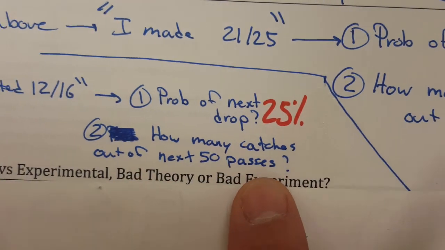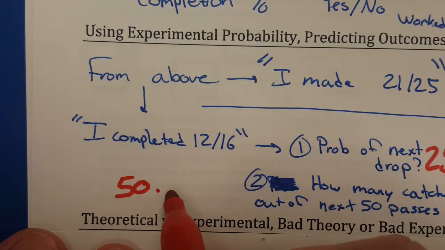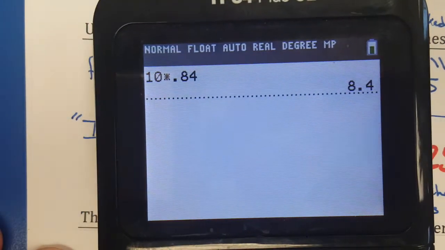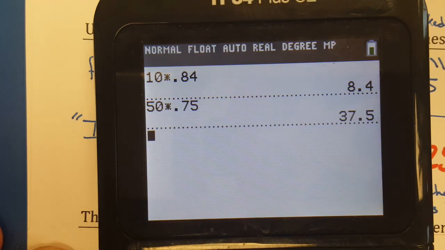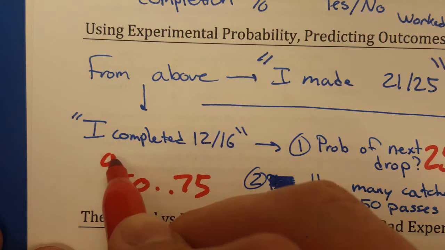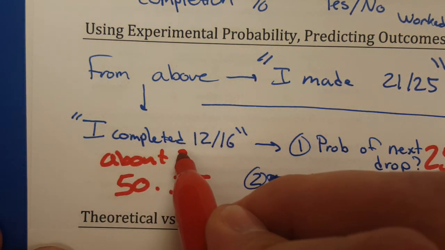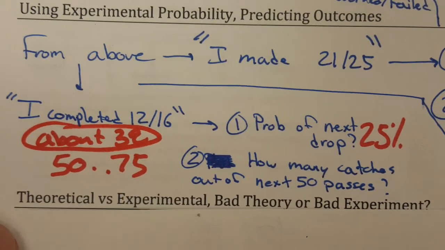Okay, so how many catches? So that's going to be successes. So I'm going to go 50 times 0.75. See what I get here. I better hurry. I'm running out of space on my phone here. 50 times 0.75 should be about 37 or 38. So actually I'd round it to 38. So I'm going to go ahead and say about 38. My receivers should catch about 38 of my passes. Okay, makes sense? Goodbye.